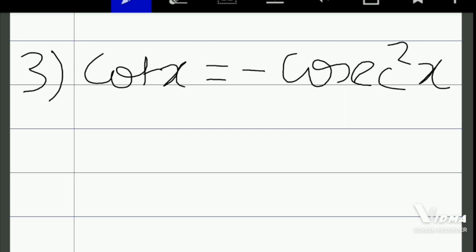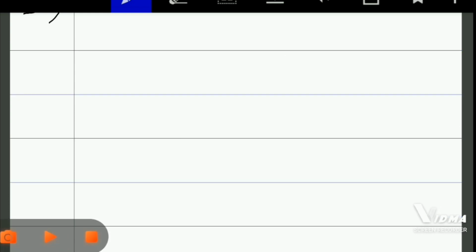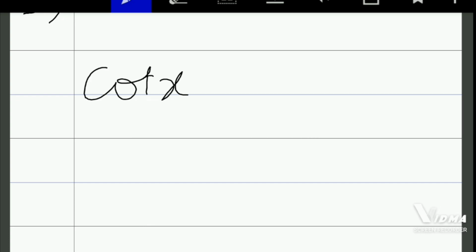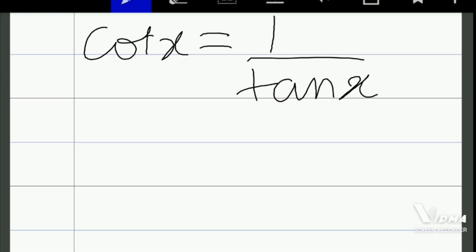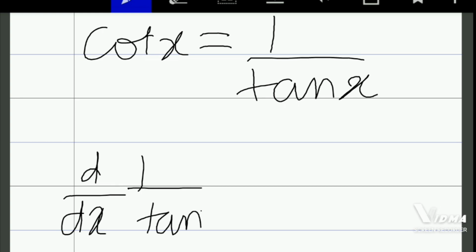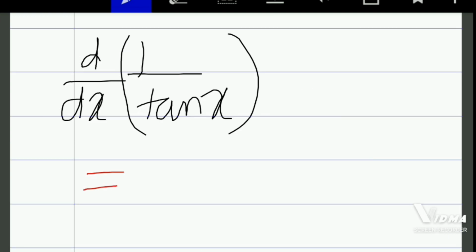Now the third one is that the differentiation of cot x is equal to minus cosec square x. The proof is, as we know, according to trigonometry, cot x is equal to 1 upon tan x. Therefore the differentiation of 1 upon tan x would be negative.